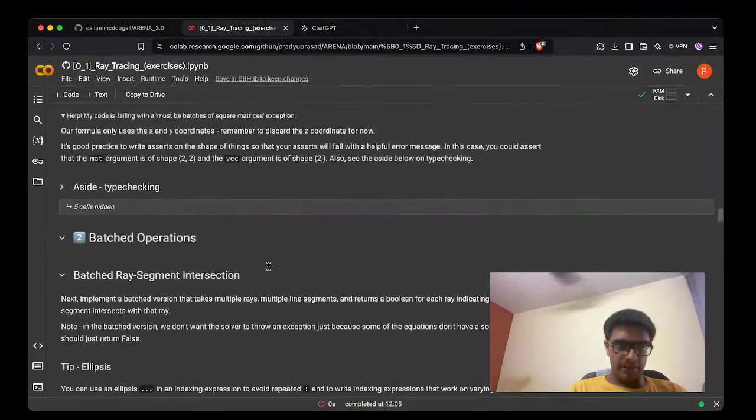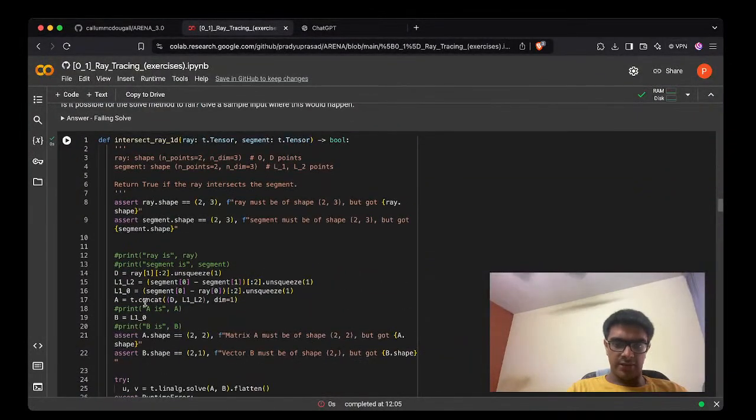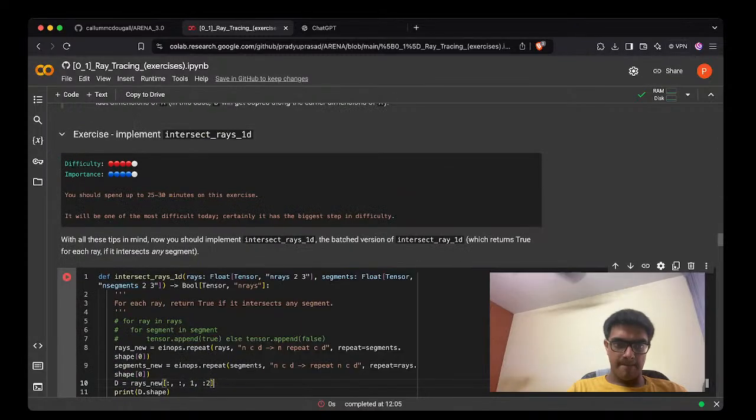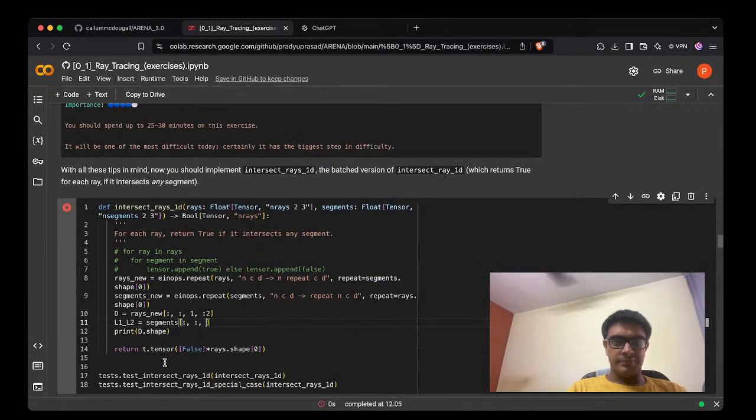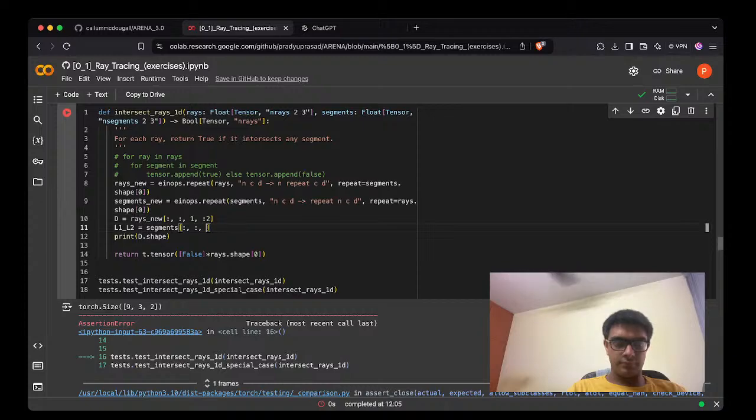Then what do we do over here? After we take the D, we find the L1, L2. So L1 equals segments, right? Every ray, every segment. Then we do what? Minus segments new, sorry.